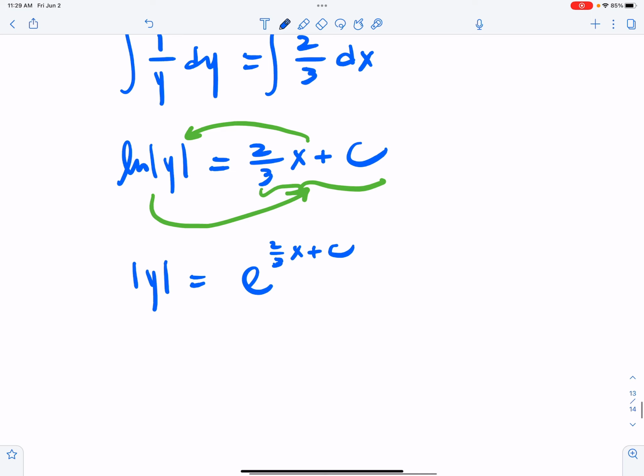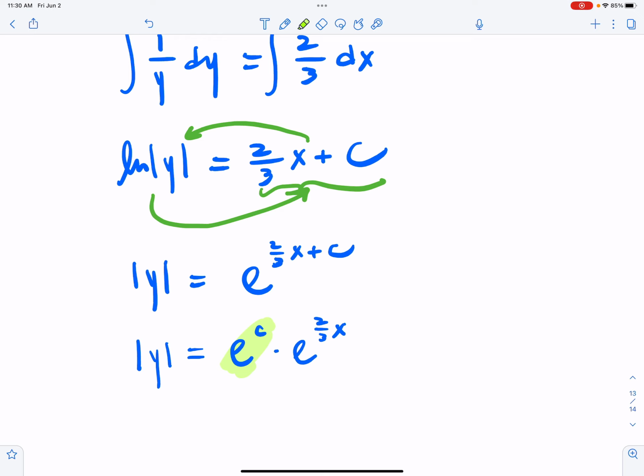And then using an exponent property, the right-hand side here can be written as e to the c times e to the 2/3 x. Now, e to the c is also just going to be an arbitrary constant. We can just call that c.